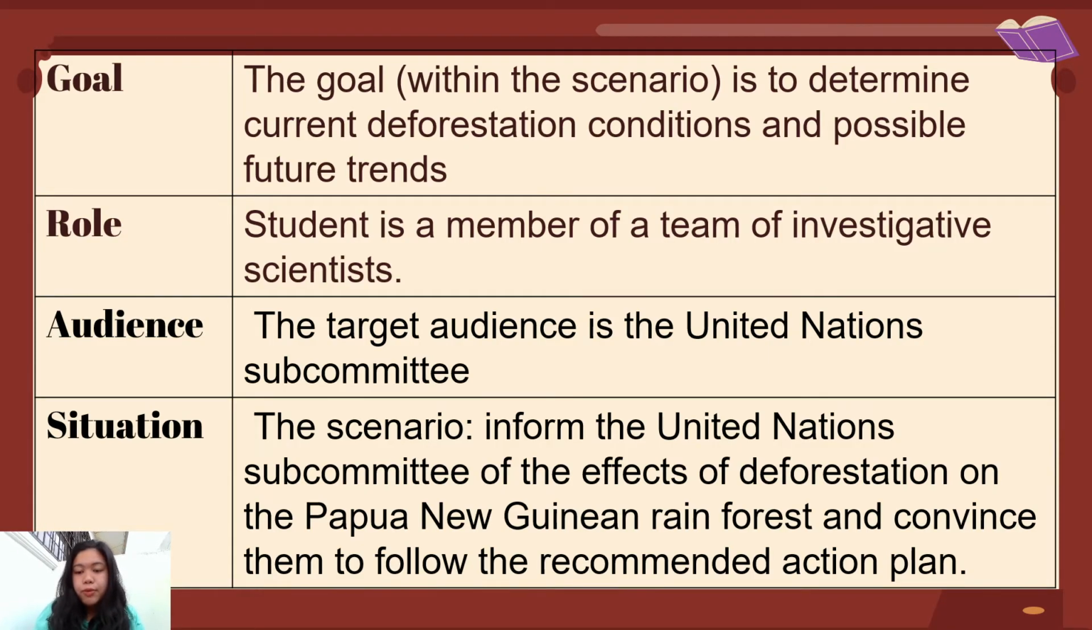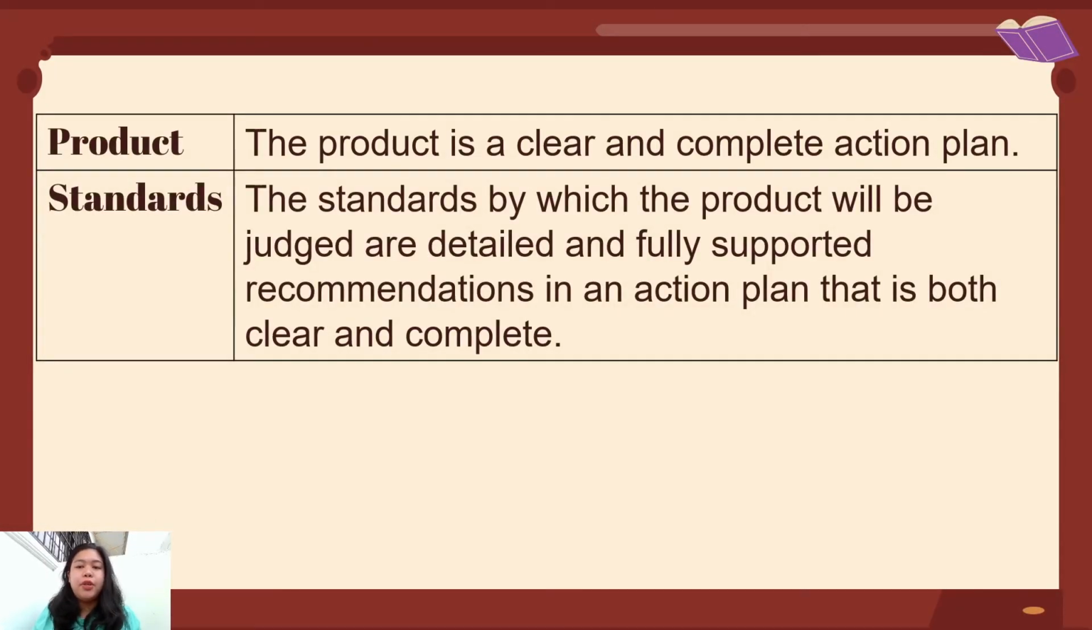They must inform the United Nations Subcommittee of the effects of deforestation on the Papua New Guinean rainforest and convince them to follow the recommended action plan. So, dapat ganyan ang mangyayari sa activity. Ganyan dapat ang drama or scenario. Next is the product. So, the product is to create clear and complete action plan.